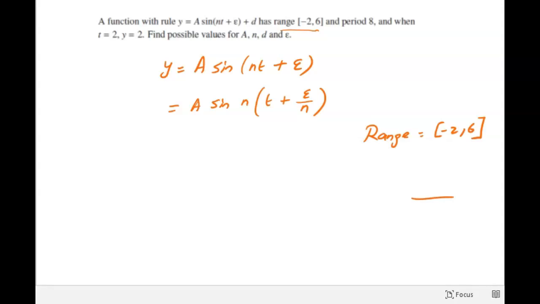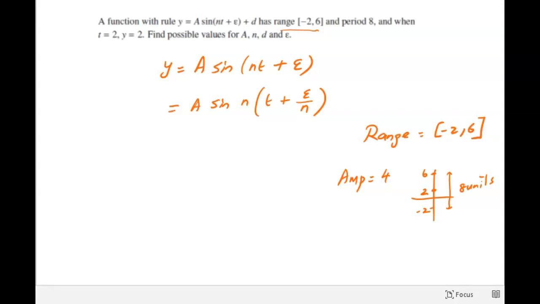What I'm talking about here is, we've got a minus 2 and a positive 6, so the distance between them is 8 units. Which means the mean value is going to be sitting at a positive 2. So that's going to give me the amplitude of this particular function as a positive 4. So we've solved one already, the value for a.